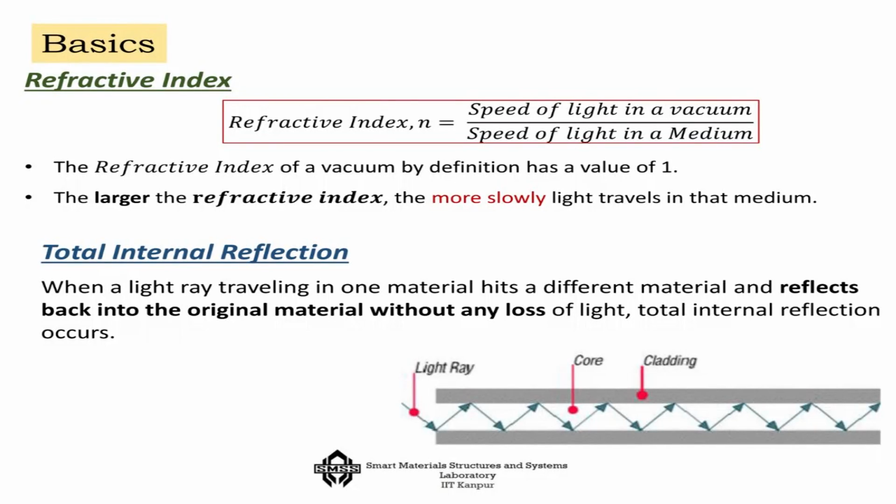When a light ray is traveling in one material and meets a different material, then depending on the refractive index, it is possible that it reflects back into the original material without any loss of light. So, it goes here, but because of certain refractive index conditions, it does not go inside, but actually gets reflected from the surface, and this continuously happens. This is exactly what happens in optical fibers.